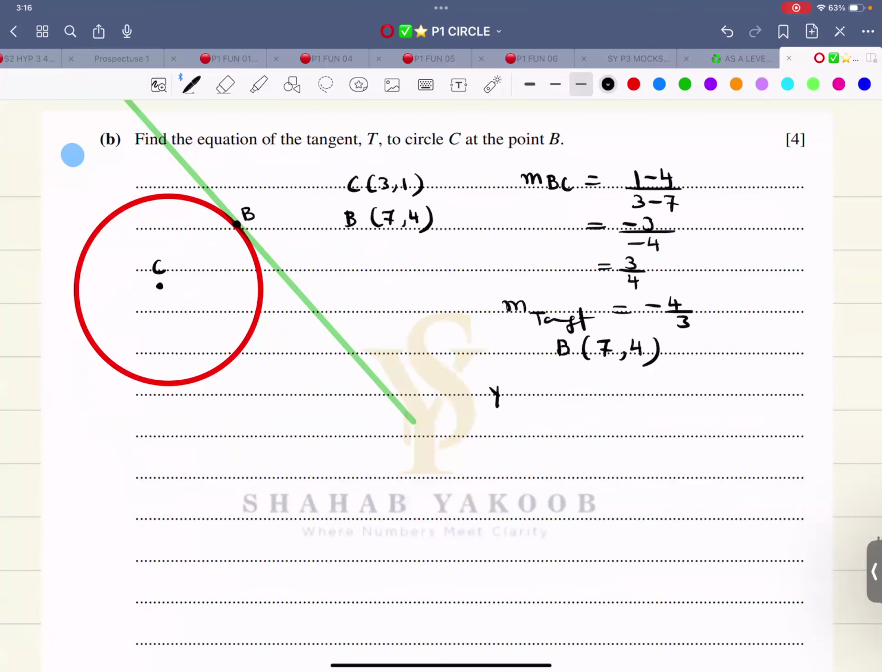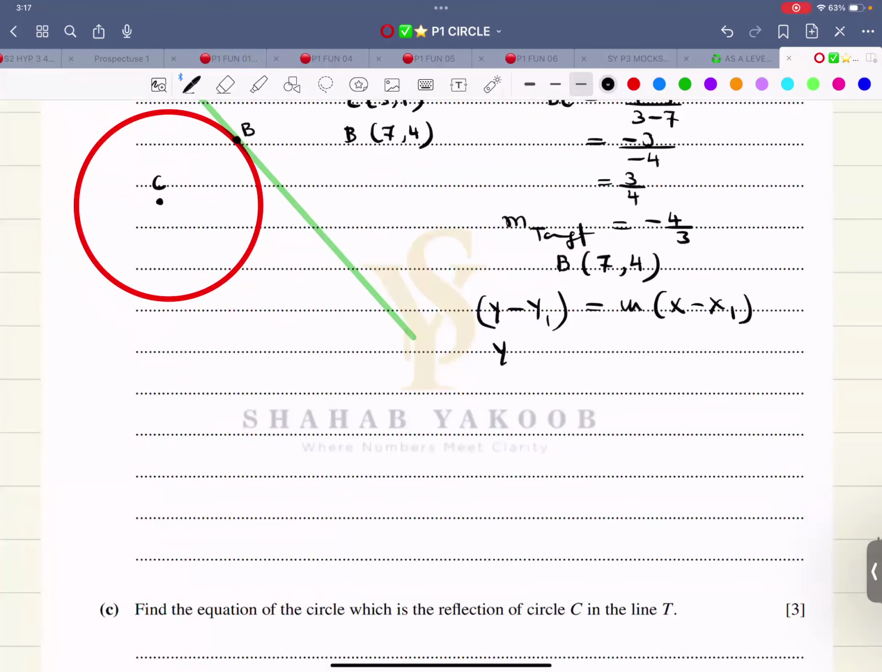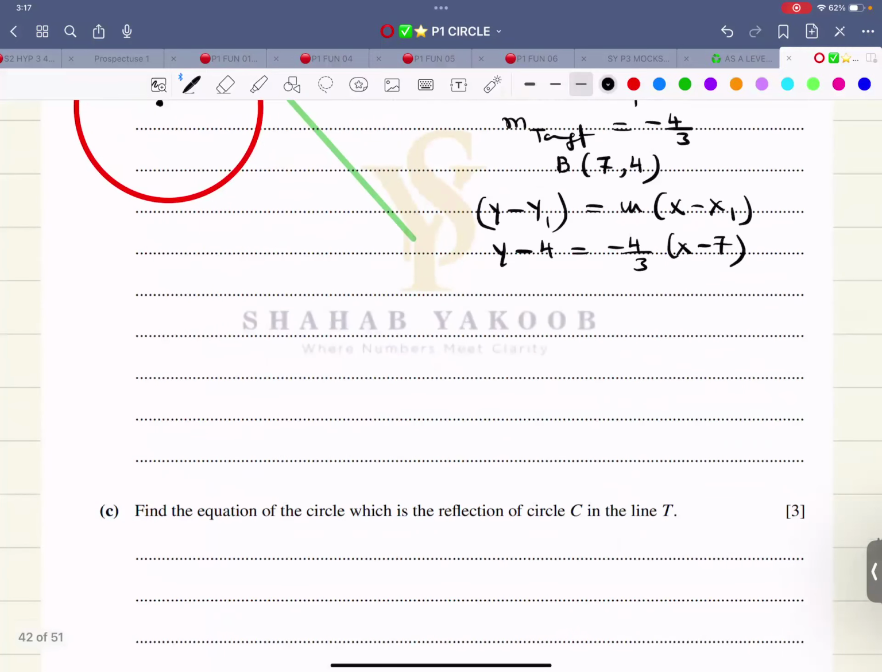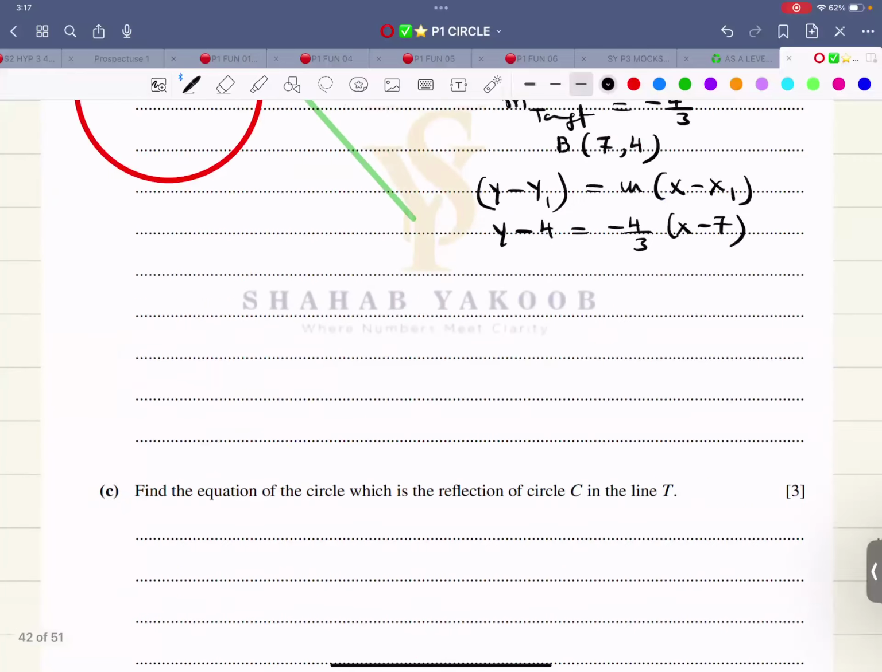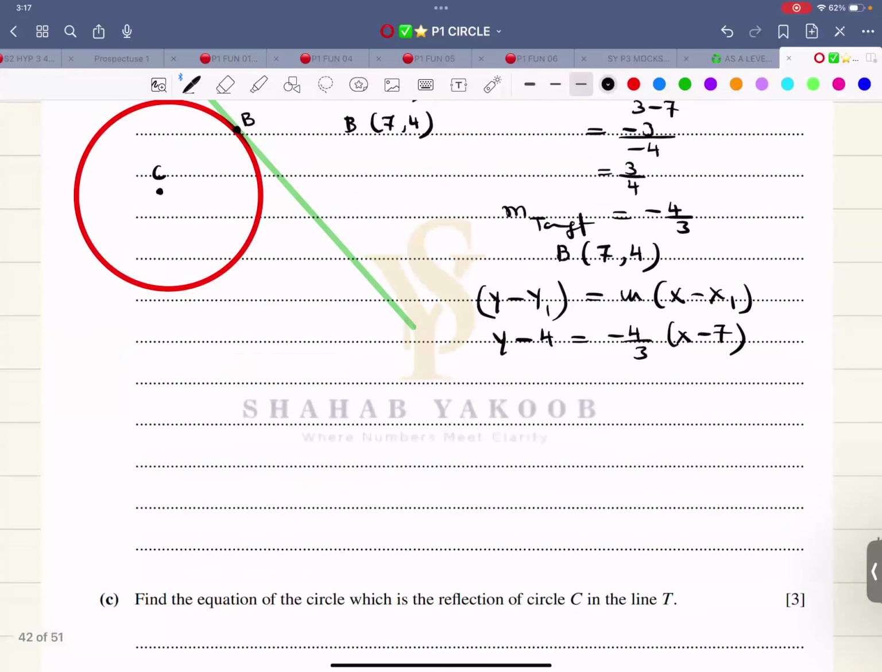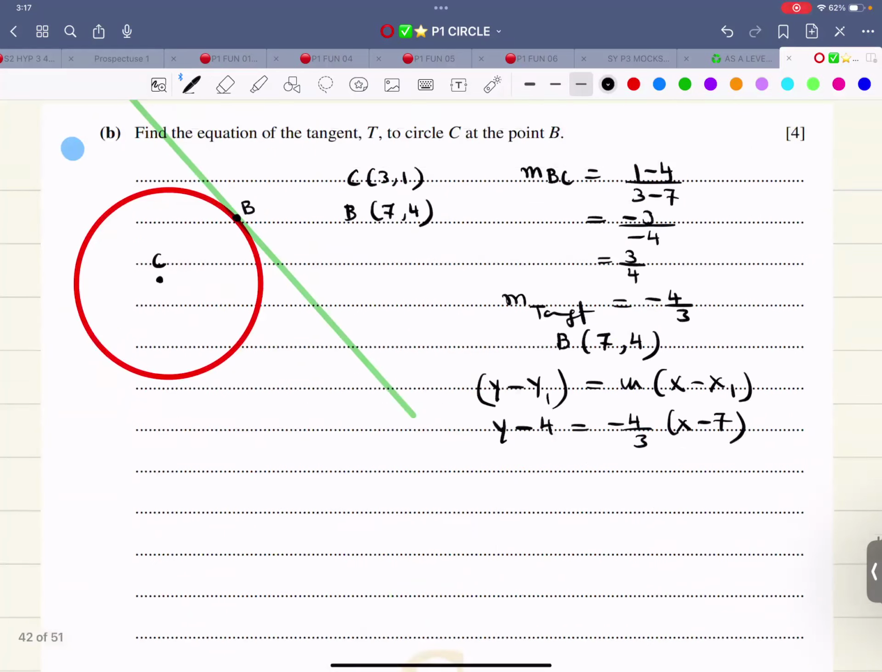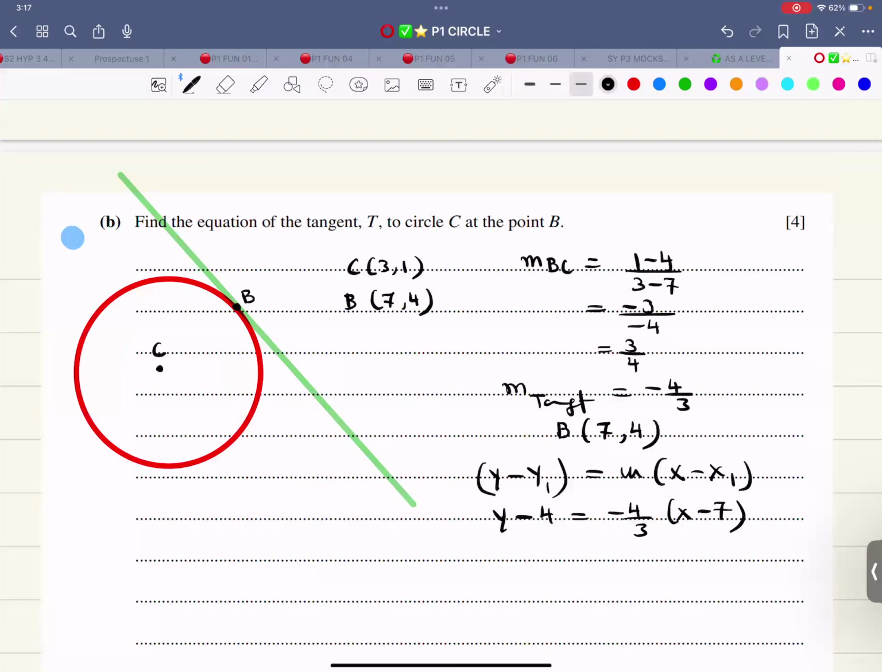So let me write the equation. y minus y1 is equal to m times (x minus x1). y minus 4 is equal to -4/3 times (x minus 7). Does it ask for any particular format? No. So now it says, find the equation of the circle which is the reflection of this circle in the line T. So this green one, this is line T.